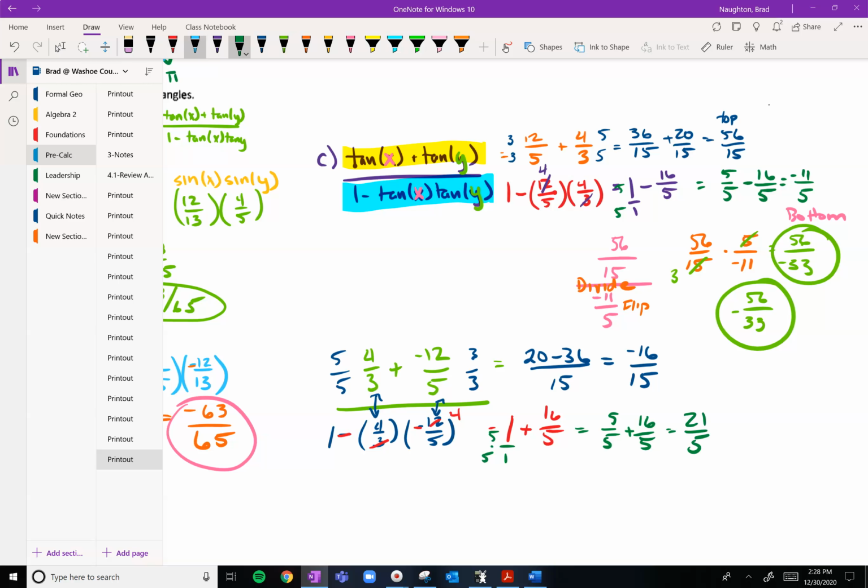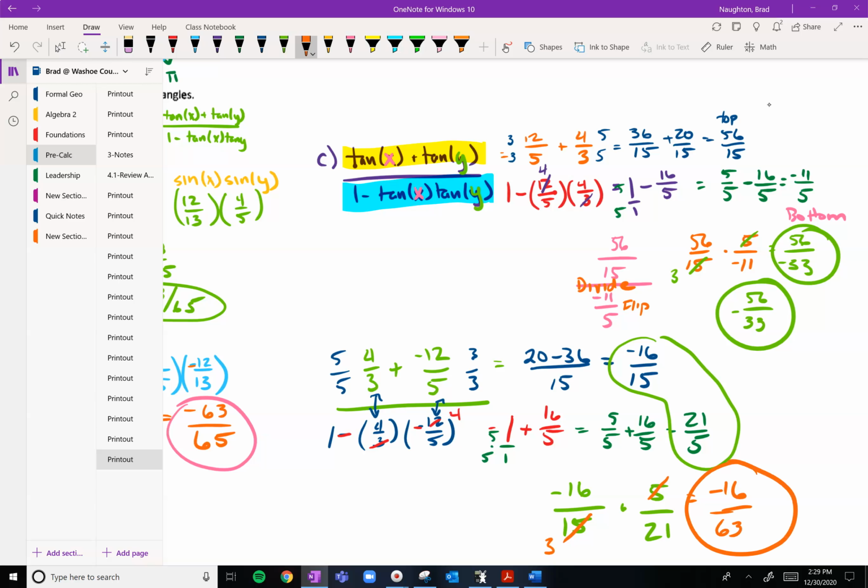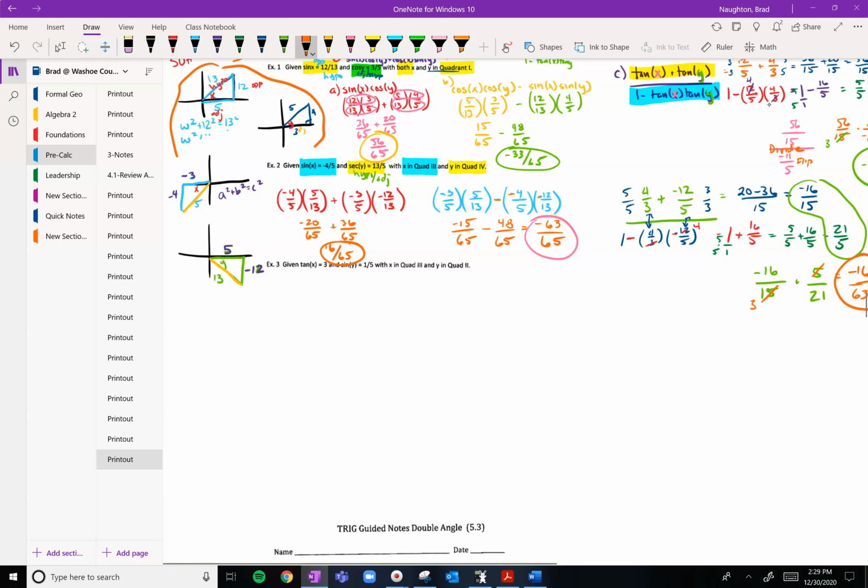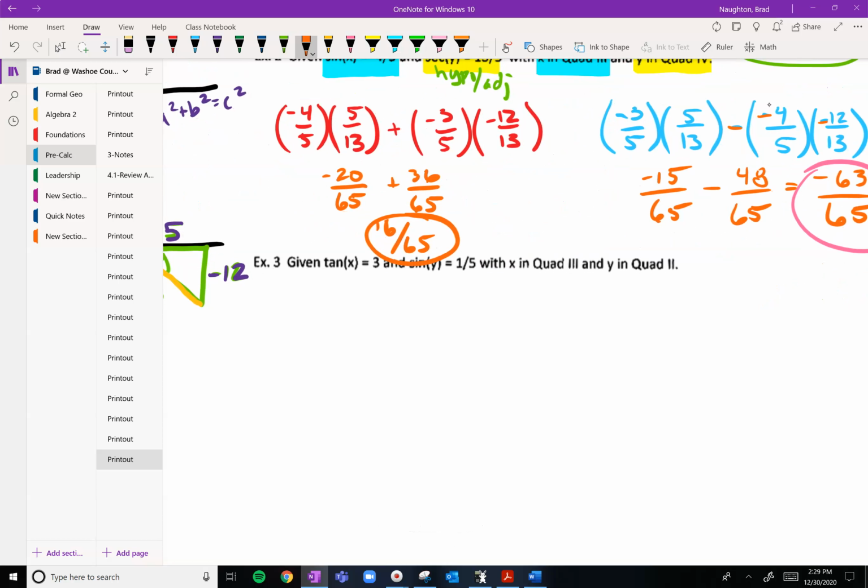21/5. Alrighty, cruising along. This right here is our fraction, so negative 16/15. And then again, we're going to multiply and flip, so this is going to be 5/21. So do my canceling. 5 goes into 15 3 times. So this will be negative 16/3 times 21, which is 63. Booyah.